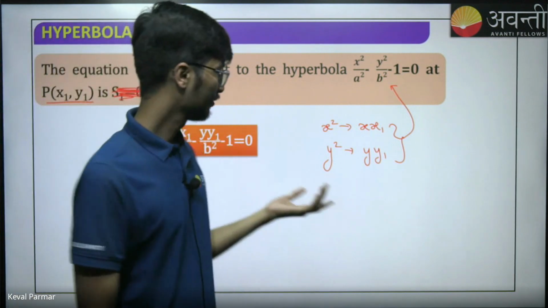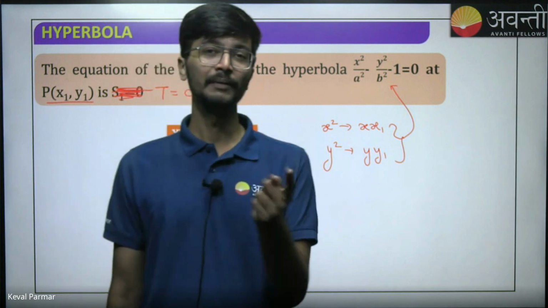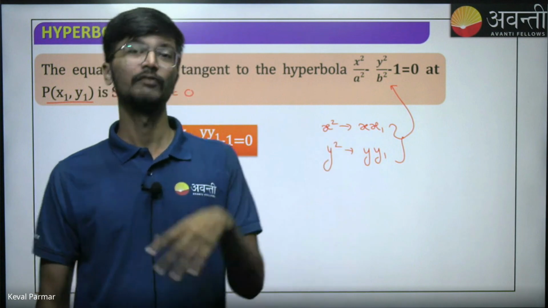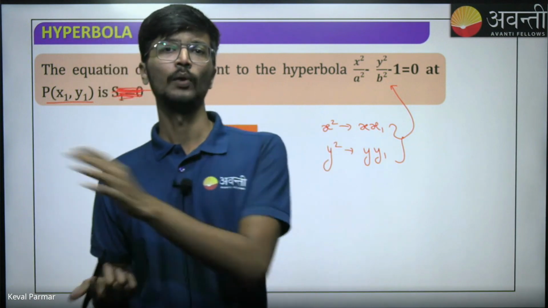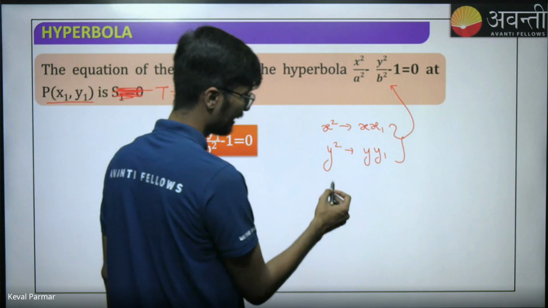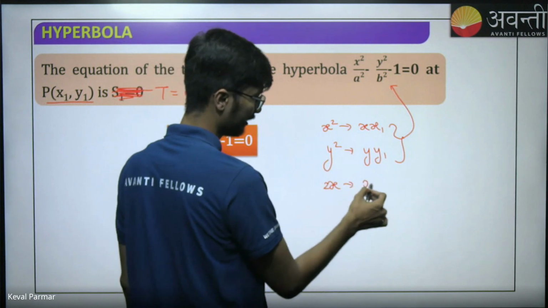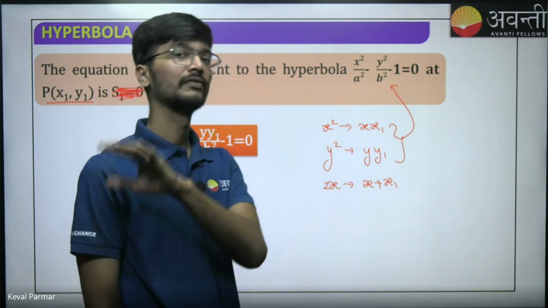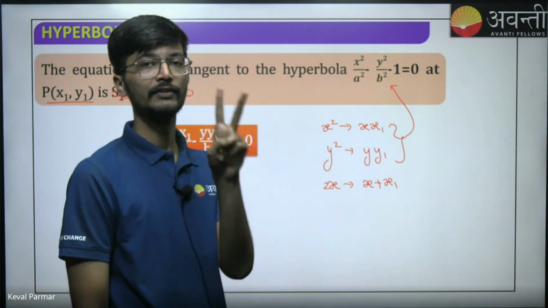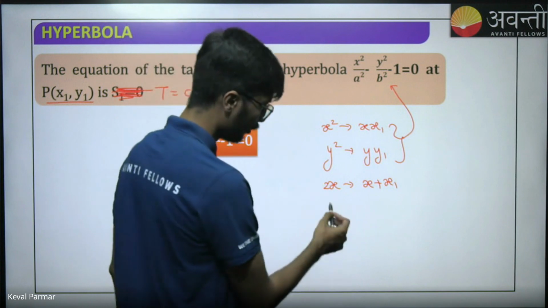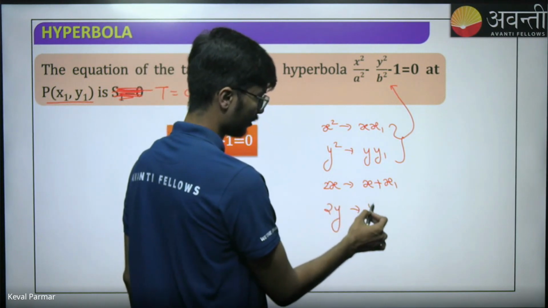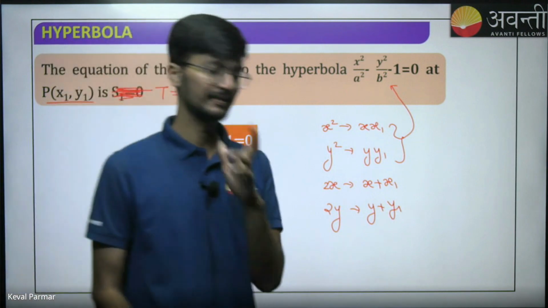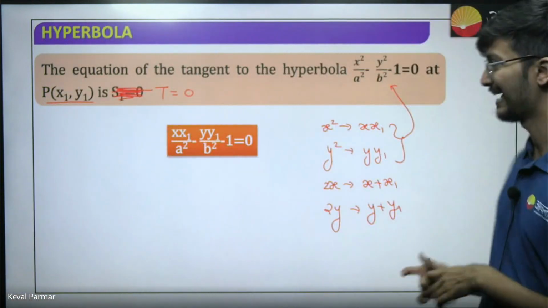Now, many a times, like you can see in ellipse and hyperbola, majority of the times we'll be using only x square and y square. But many times we do need 2x. 2x will be replaced by x plus x1. We did this in circle, right? Because equation of circle has every term: x square term, y square term, x term, y term. 2y is replaced with y plus y1, right? And the constant term remains the same. So this is the equation of tangent.